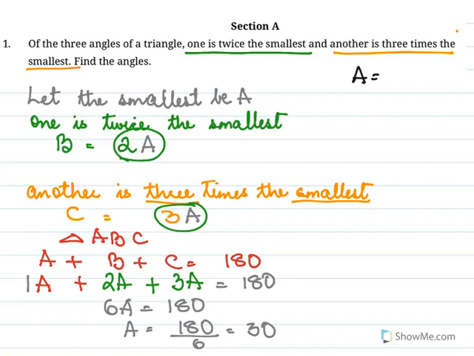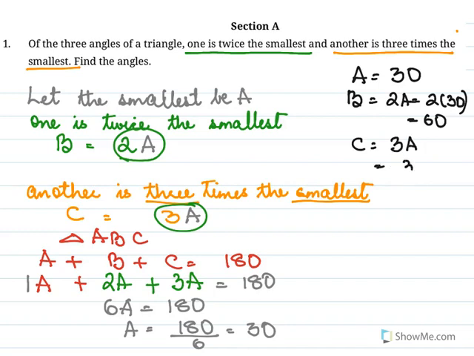So let's go ahead and find the angles. We have angle A is 30, angle B is 2A, 2 into 30, 60, and angle C we saw is 3A, which is 3 into 30, which is 90. So the angles of the triangle are 30 degrees, 60 degrees and 90 degrees.